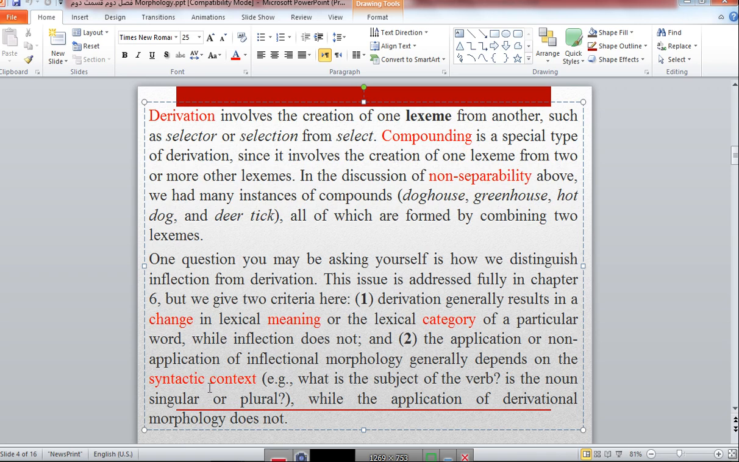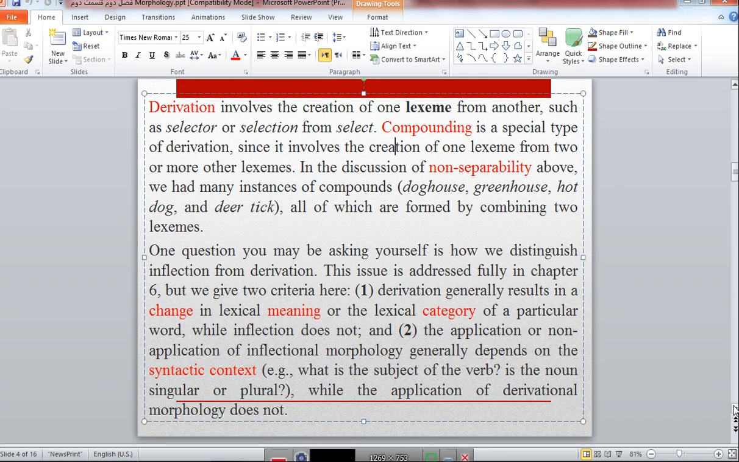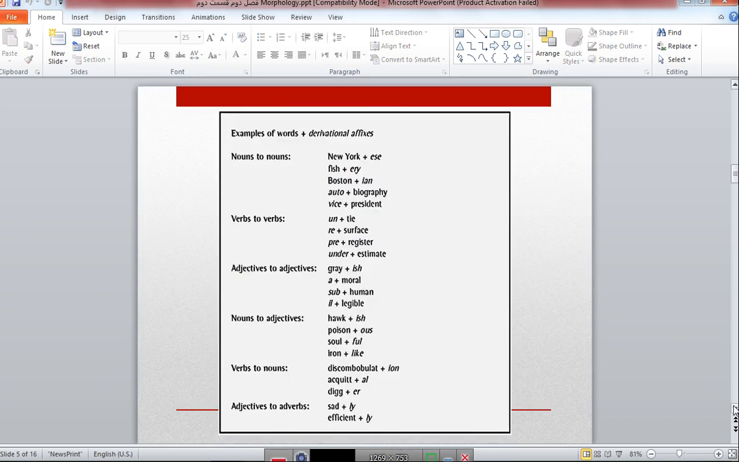The second one is that the application or non-application of inflectional morphology generally depends on the syntactic context. So inflection depends on the syntactic context. For example, what is the subject of the verb? Is the noun singular or plural? While the application of derivational morphology does not. This is the second difference between derivation and inflection.